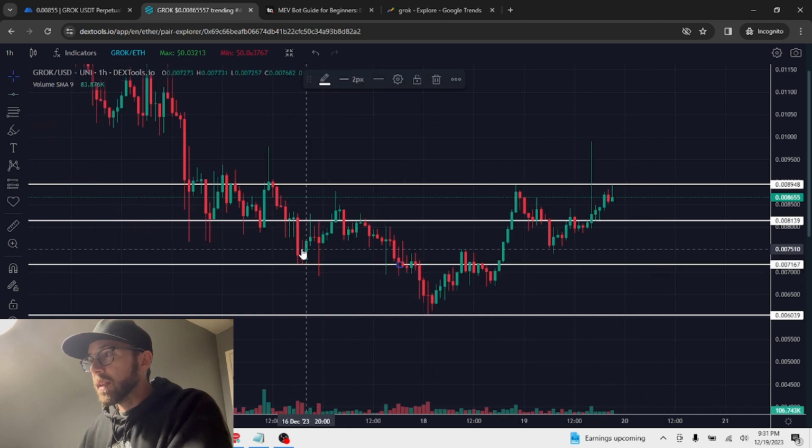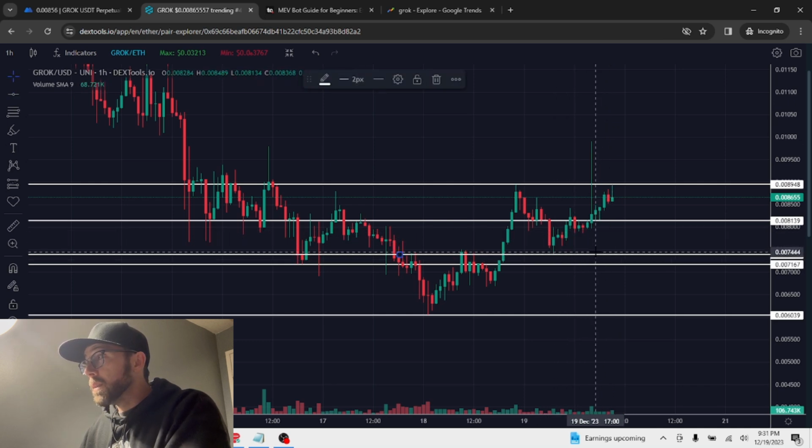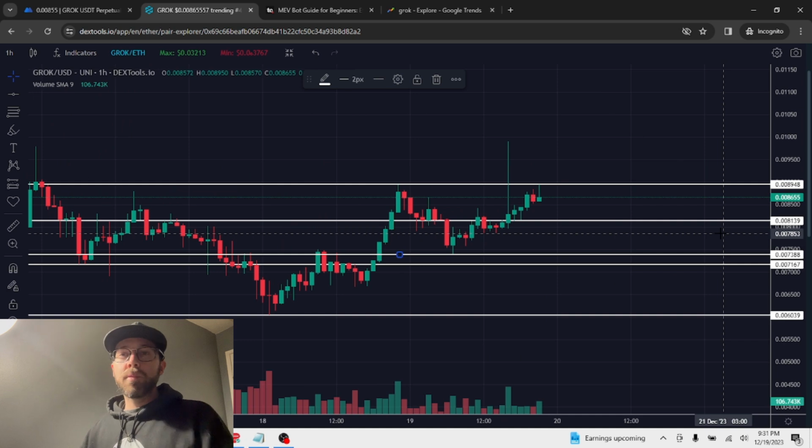This would be a level because that's where the left shoulder stopped at. This would be a level because it's where the right shoulder stopped at. And then it's just price action bouncing in between those levels. And then you just watch if it breaks. You watch for the corresponding volume as well.